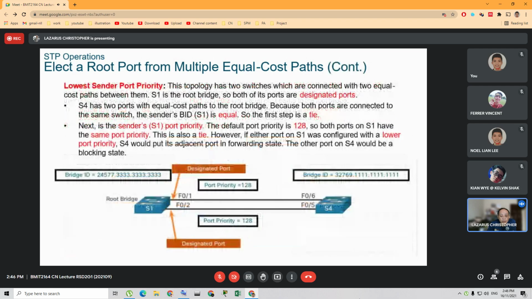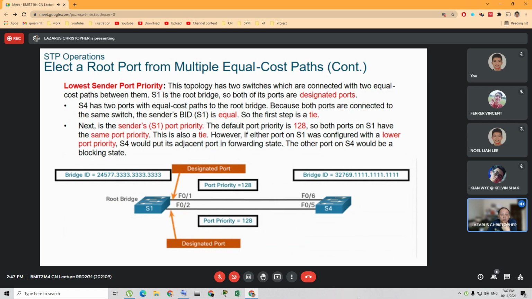So port priority is given here. But even if it were the same, we check the bridge ID first. The bridge ID is definitely not the same, so from the bridge ID we can break the tie; we don't need to check the port priority. So this topology has two switches, S1 and S2. They're connected with equal cost paths, both 19.